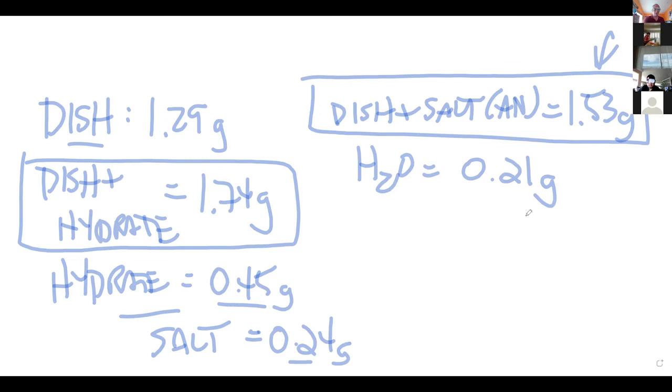So this is how much salt I've got. This is how much water I've got. So then I'm going to use those to figure out moles. So my salt, 0.24, water, 0.21. So let me clear that out.